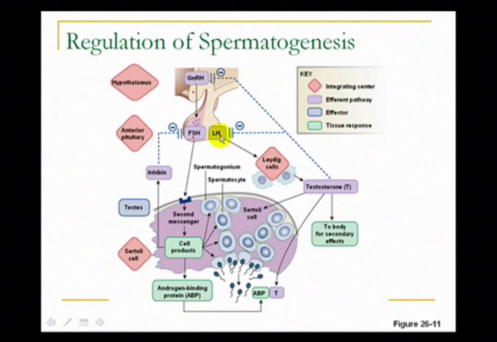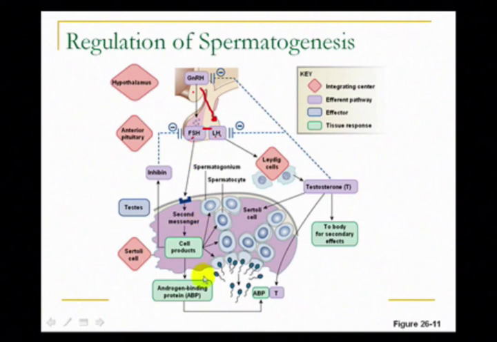Now this picture is deceiving because it looks like they're trying to show the posterior pituitary gland producing the LH, but the LH is also produced by the anterior, and they don't have a little arrow. I'm going to draw an arrow in here because gonadotropin-releasing hormone triggers the release of both FSH and LH from the anterior pituitary.